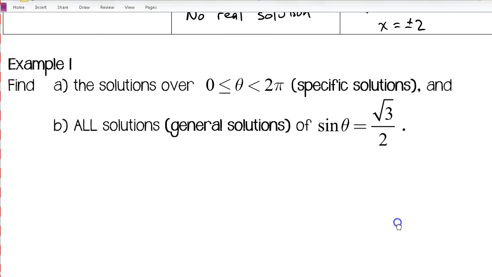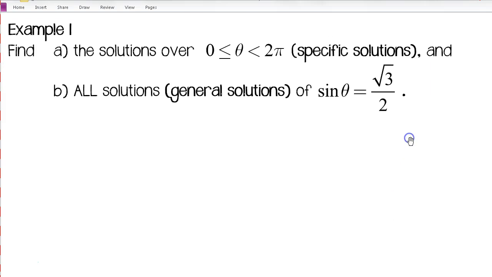So for example 1, you'll notice that there's two parts, A and B. We're looking for specific solutions over a specified interval. So for many of the problems, we will be looking at the interval of 0 to 2 pi. That's one revolution around our circle, or if we're thinking about it in terms of a graph, that would be 1 period. And then we're looking for general solutions.